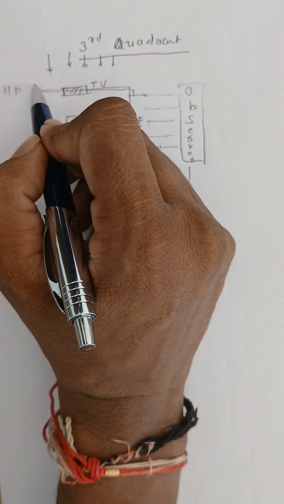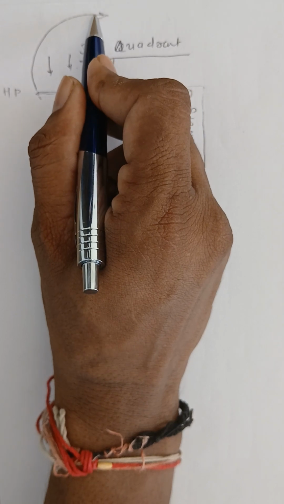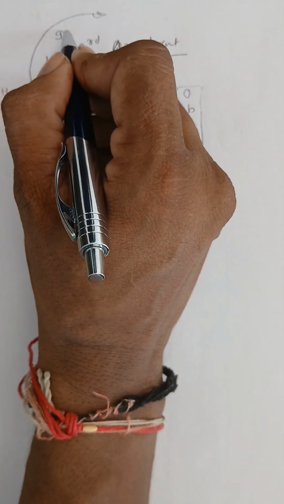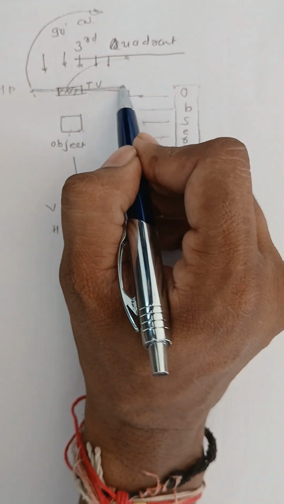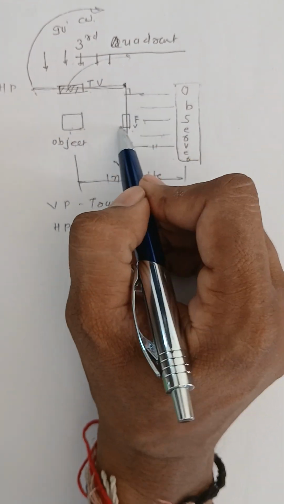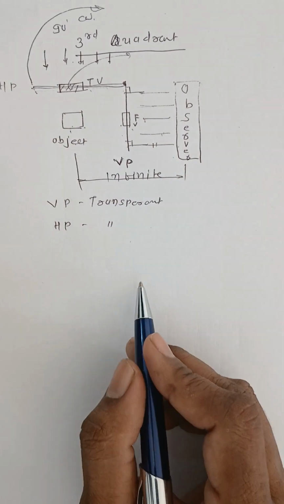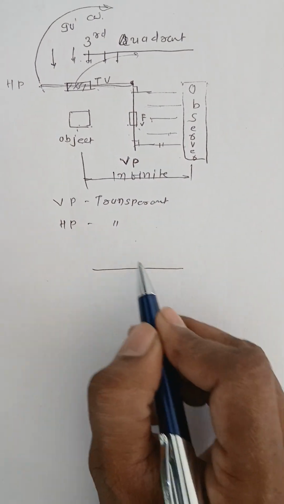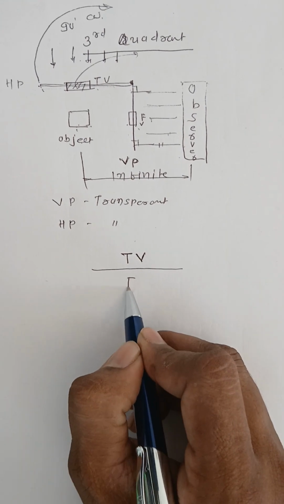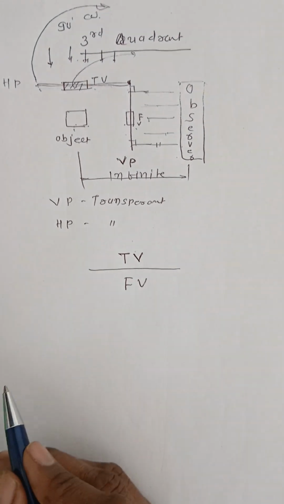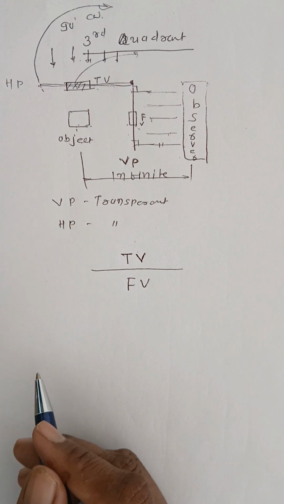So for the comfort of the observer, we will tilt horizontal plane 90 degree in clockwise direction. So top view is going above the reference line, front view is falling below the reference line. So whenever object is in third quadrant, we are supposed to draw front view below the reference line and top view above the reference line.